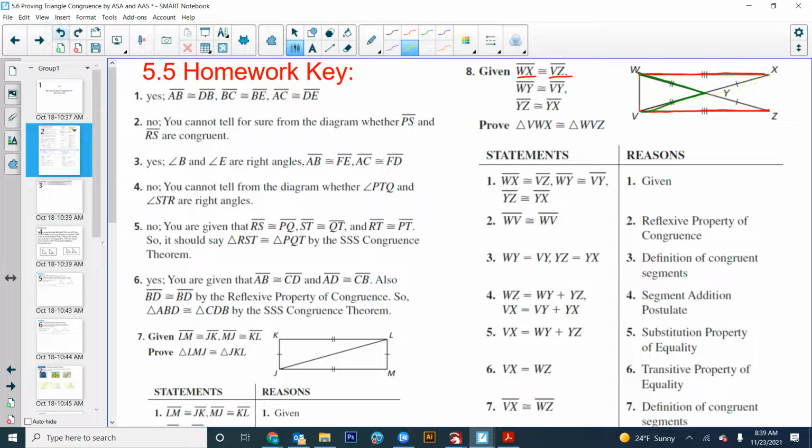Let's keep going with the givens. We have WY congruent to VY. I have that in green. And then YZ congruent to YX. All right, so at that point, I'm thinking, wow, it takes a green and a blue to make up a side of that triangle. Do you agree with that? It takes a green and a blue to make up the whole side of that triangle.